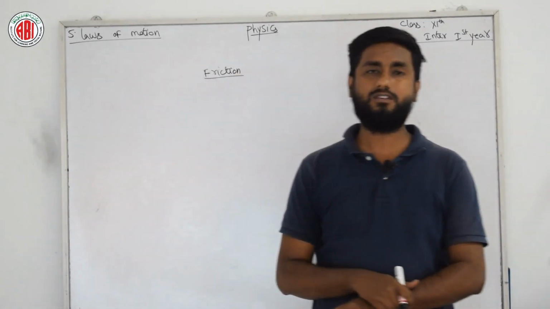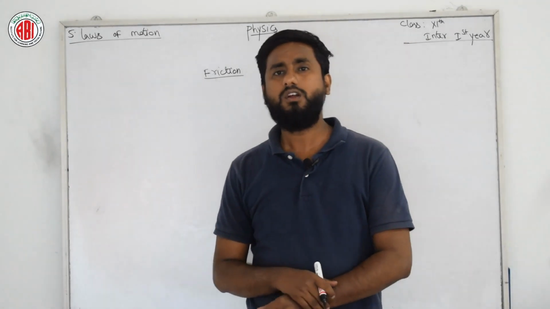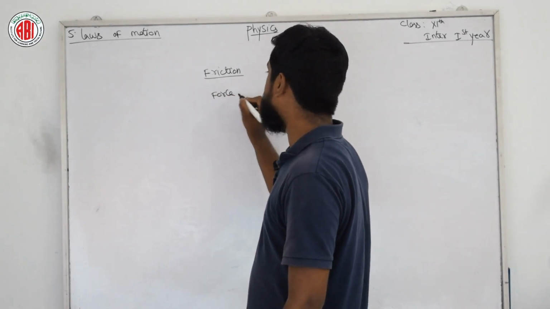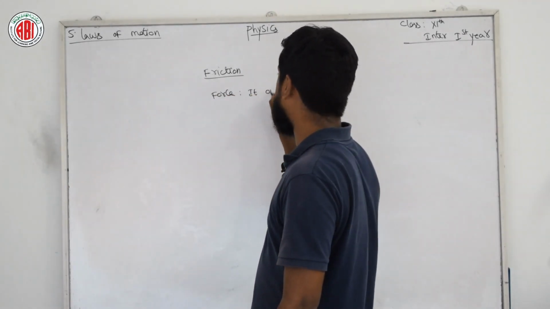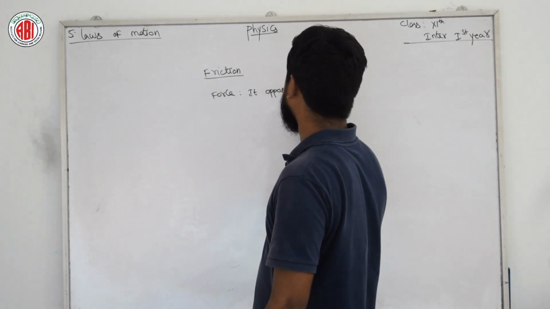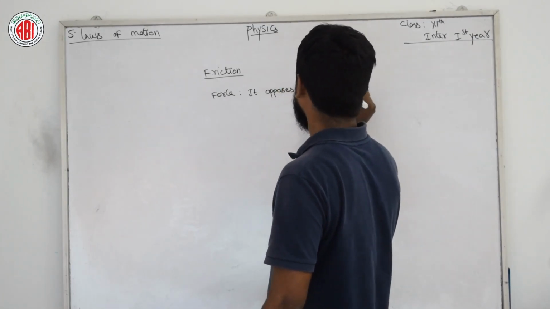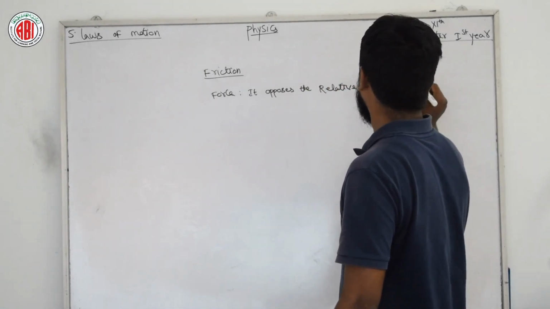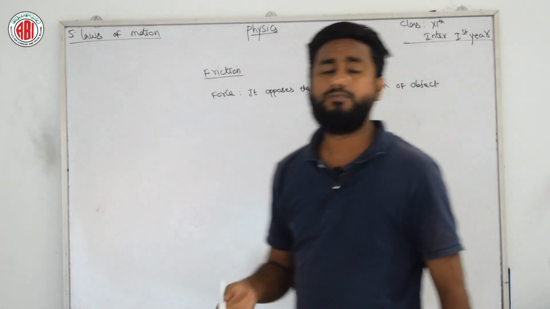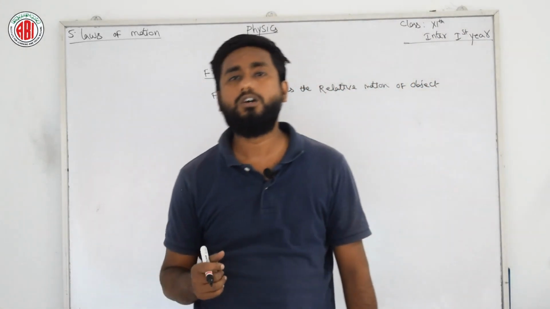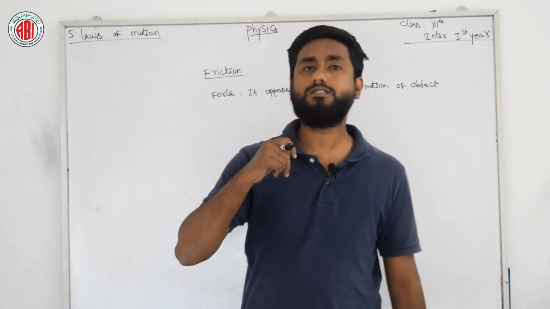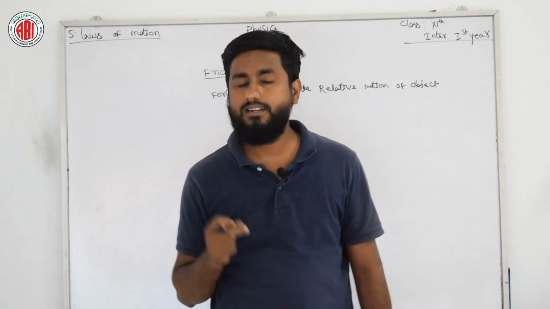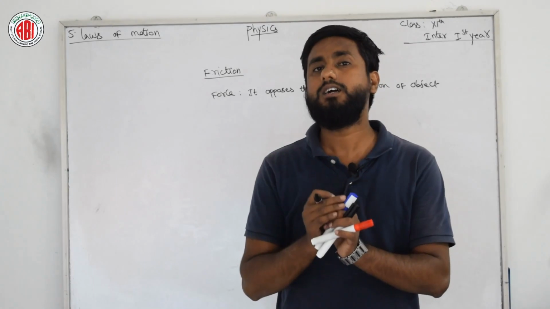Hope you have learned it in your 8th class physics, chapter number 2. What is friction? Friction is a type of force, and this force opposes the relative motion of an object. For example, a ball which is rolling on the floor wants to go forward, but friction is stopping it, and finally at some point the ball stops.